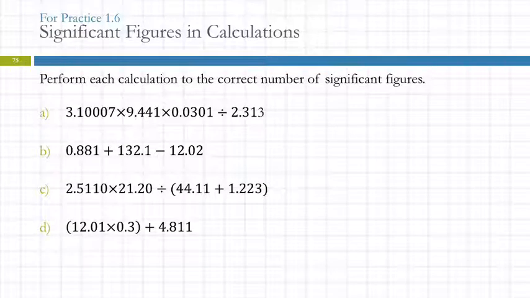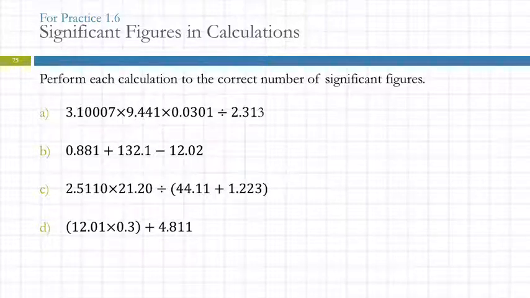Do some examples. I'm going to skip the first one just because it's multiplying and dividing. You just have to count the number of sig figs. If you want to see that one, I'll show it to you later. I am going to do B, even though it's all one group of operations, just because that one tends to be more confusing for students.